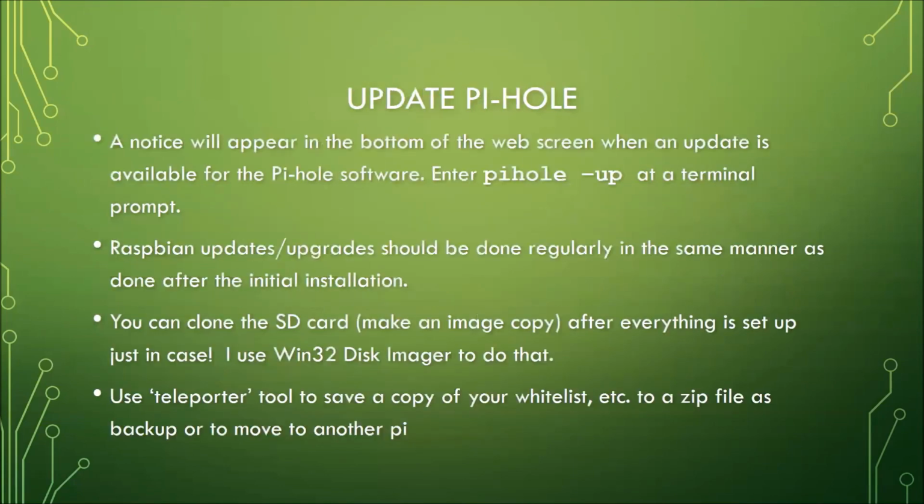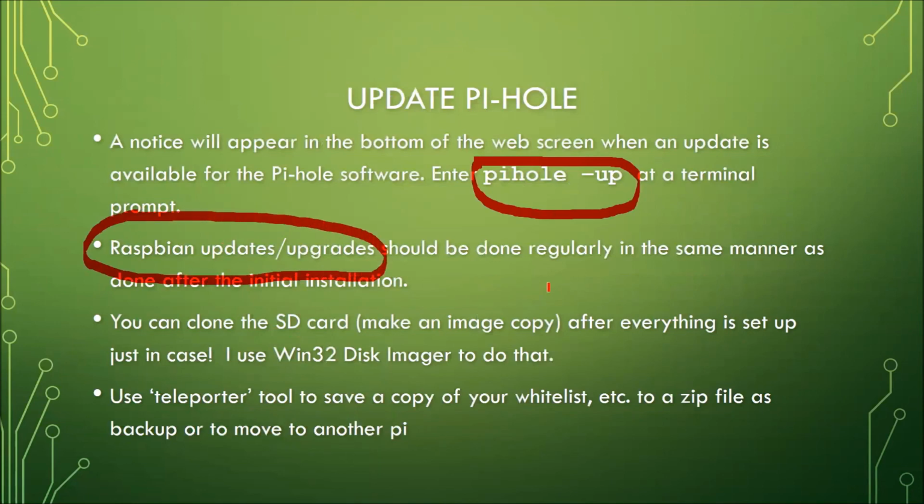Let's see, if there's a notice about updating it at the bottom, you need to make a terminal session to the Raspberry Pi and put this command right here, Pihole-up. It only takes a minute or two to do that updating. That's a good time to also do the updates and upgrades on Raspbian. These come out at irregular times. Maybe John Kennedy could tell you when Raspbian should be updated. I really couldn't tell you. If you do it once a month or so, you should be fine.